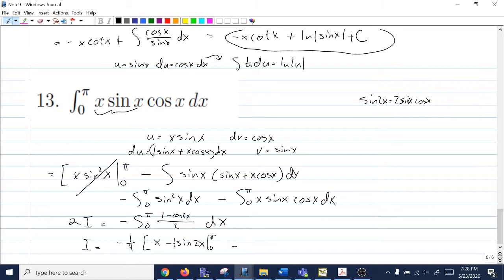Plug in pi, and I get pi minus 0. Plug in 0, I get 0 minus 0. Or I guess that one's a plus. I'm getting negative pi over 4.